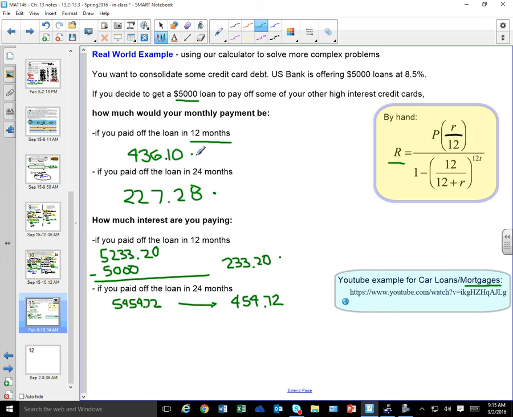If you can't afford this every month, then this would have to be the better option, and you would just have to deal with the fact that, hey, over that additional 12 months, I'm going to end up paying an extra 220 something dollars. And that might not be a big deal to you, especially if you need this $5,000 loan to pay off your high interest credit cards. You're probably saving some money in that case because you might have really high interest on your credit card. And so it's worth it to you to pay that little additional so that you can have a lower monthly payment.